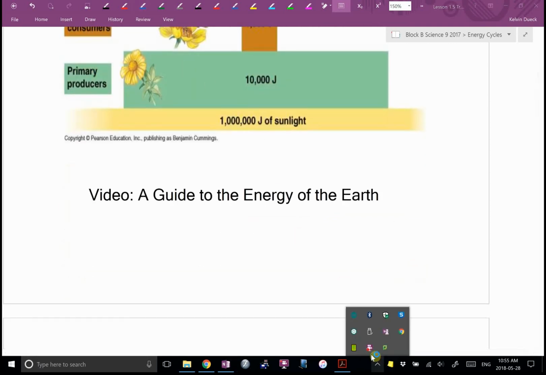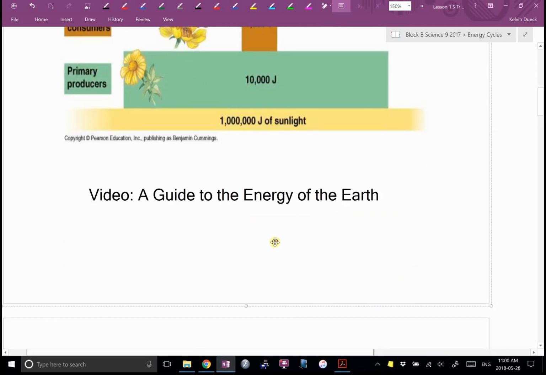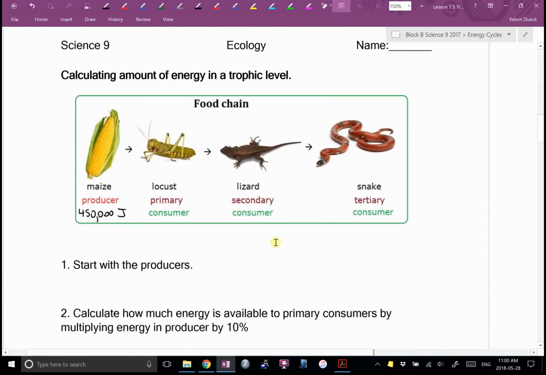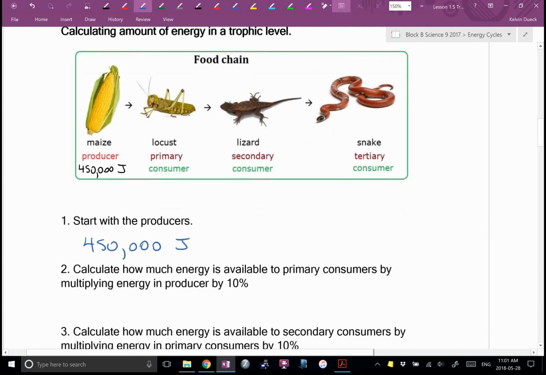Put your pencils down, look up. Percent rule. We can calculate the amount of energy available in each trophic level. And again, Brooklyn, a trophic level is when you move up the food chain, as it were. So we start with the producers. How many joules of energy in this food chain are available from the producers? Okay. The locusts are the primary consumer. How much energy will they have available if there's only 10% that gets passed on to them?